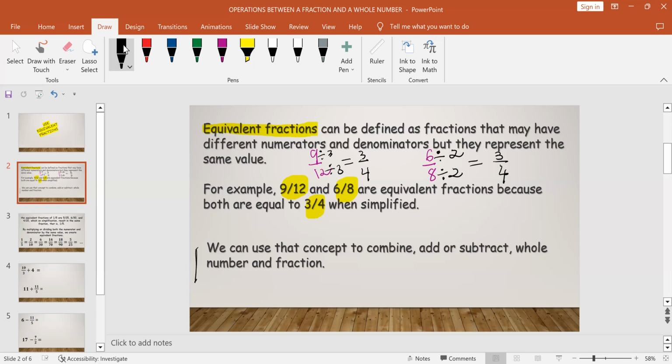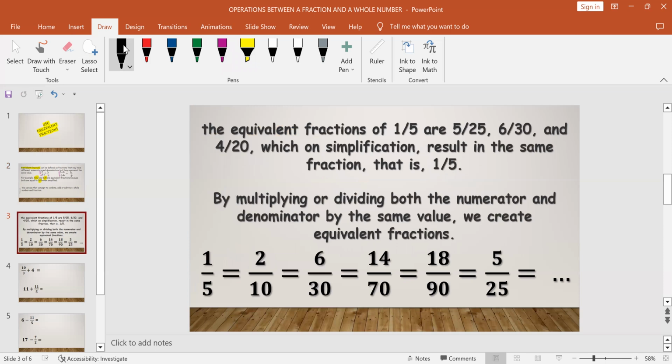Let's continue. We can use that concept to combine, which here means add or subtract, a whole number and a fraction. So let's see how that works. The equivalent fractions of 1/5 are 5/25, 6/30, and 4/20, which on simplification result in the same fraction, that is 1/5.